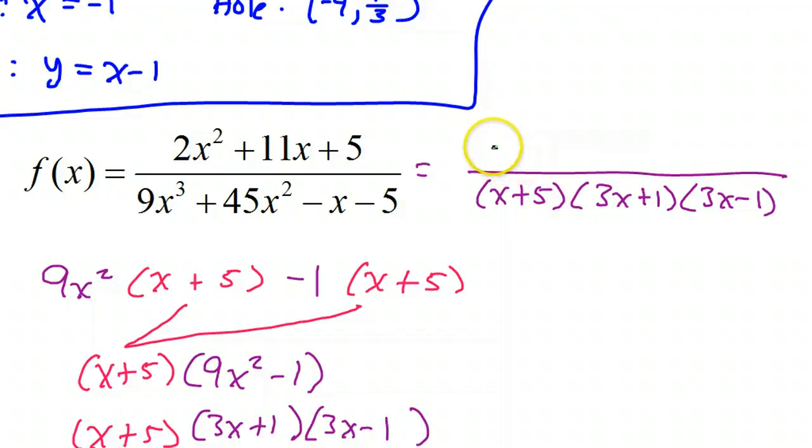Hopefully, the numerator will factor just as easily. 2x squared can only factor as 2x times x. 5 is a prime number, so it can only factor as 5 times 1.